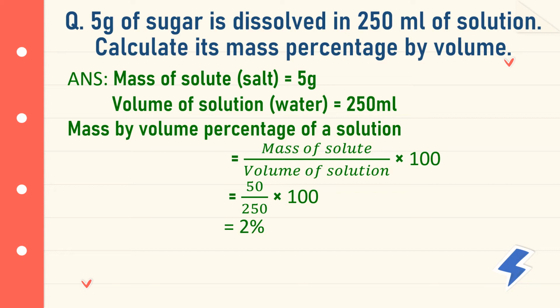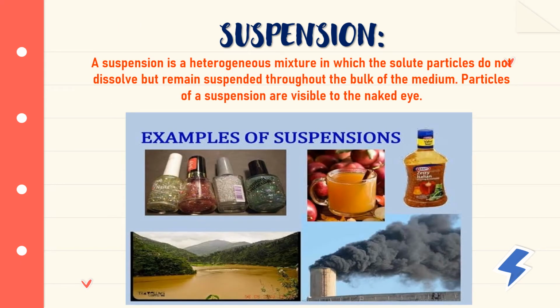Let us proceed further towards our next topic, that is suspension. So what is suspension? First of all, suspension lies under the category of heterogeneous mixture. Suspension is a heterogeneous mixture in which the solute particles do not dissolve but remain suspended throughout the bulk of the medium. The particles of a suspension are visible to the naked eye. For example, if we consider the mixture of sand and water, obviously it's an example of suspension.